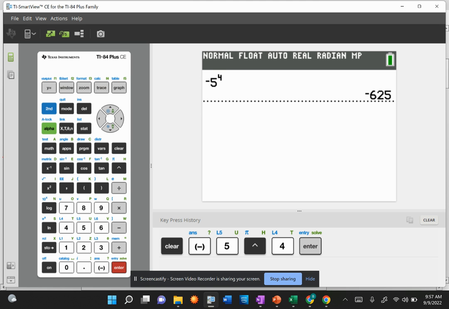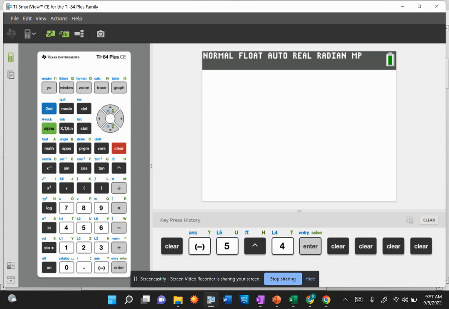Why? You didn't do like 5 times 5 times 5 times 5. What the calculator sees is negative times 5 to the 4th power. And so we know order of operations wise, what is the calculator going to do first? The exponent. They're going to do 5 to the 4th power and then multiply it by a negative.